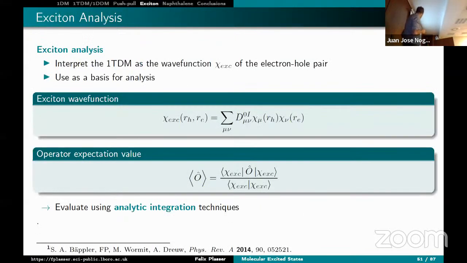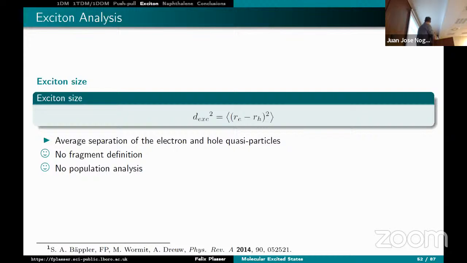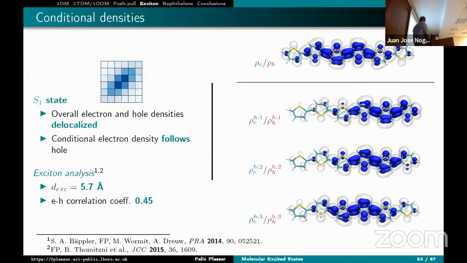Then, as I mentioned, we can have these matrix plots, we can have the pictures of the conditional densities, but we can also evaluate operator expectation values for the exciton wave function, especially the exciton size. So how far apart are the electron and hole? That's useful in this context. Then we still get this charge transfer here, but we don't need fragment definition or population analysis. So there's the S1 state, and for example, I see that the average separation between electron and hole is 5.7 angstrom.